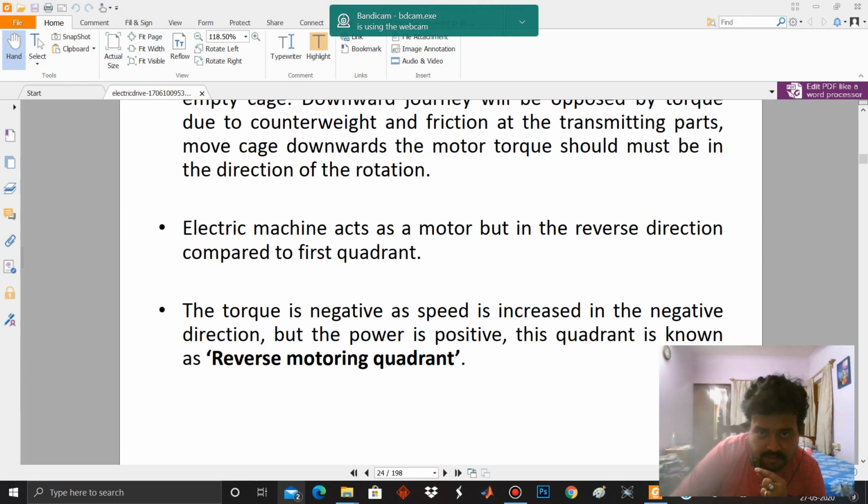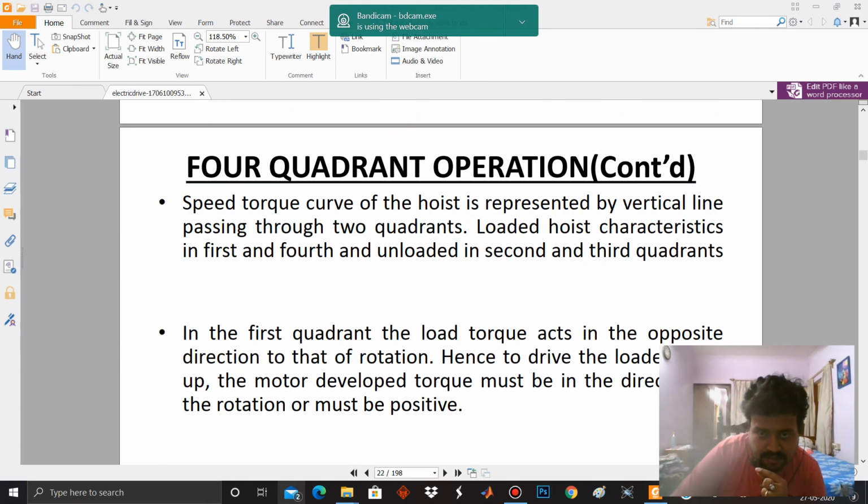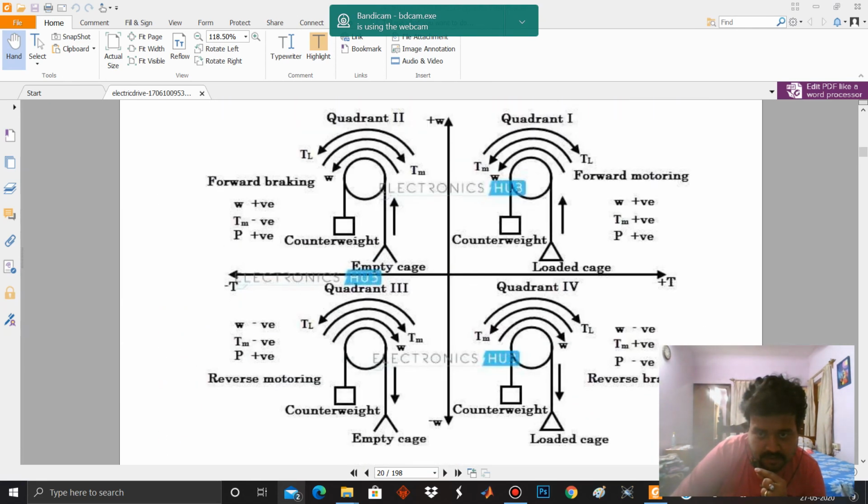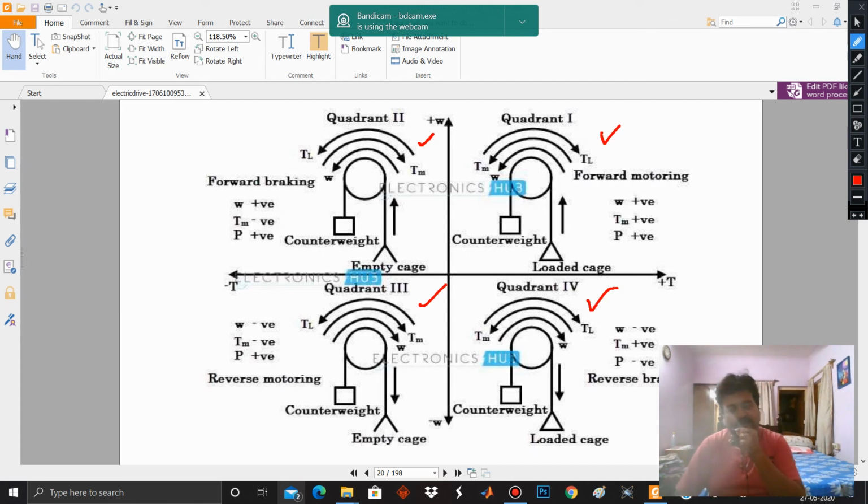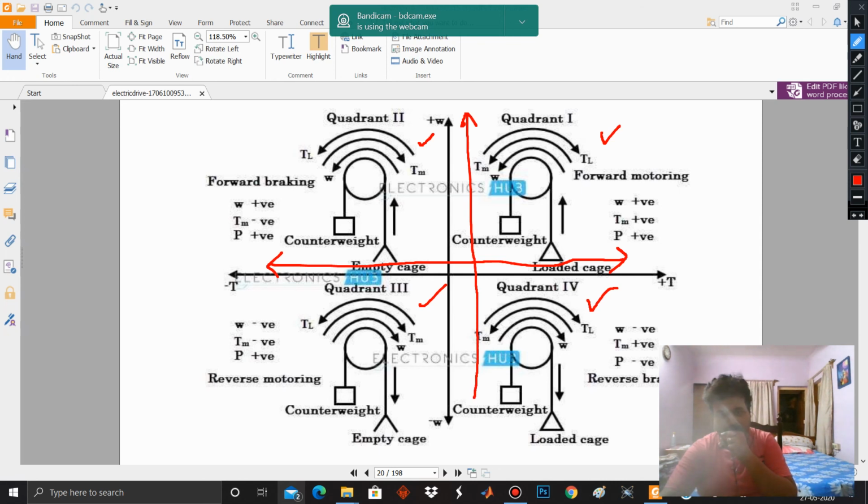So now if we see the four quadrant operation over here, we have completed all the quadrants, starting from 1, 2, 3, 4, and you see that we have covered the entire range of torque from positive to negative, and we have covered the entire range of speed from positive to negative in all the four quadrants. So that's why an electric drive is called flexible.